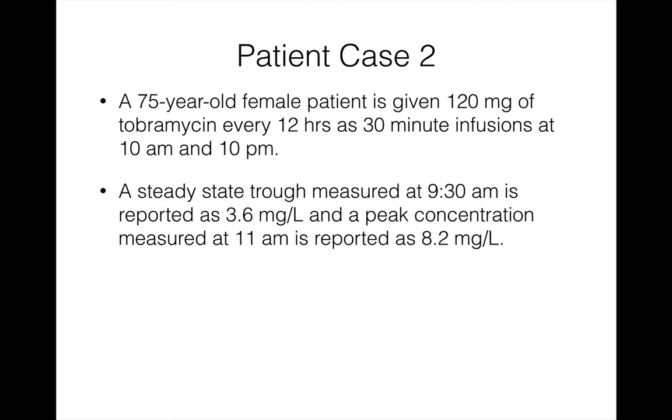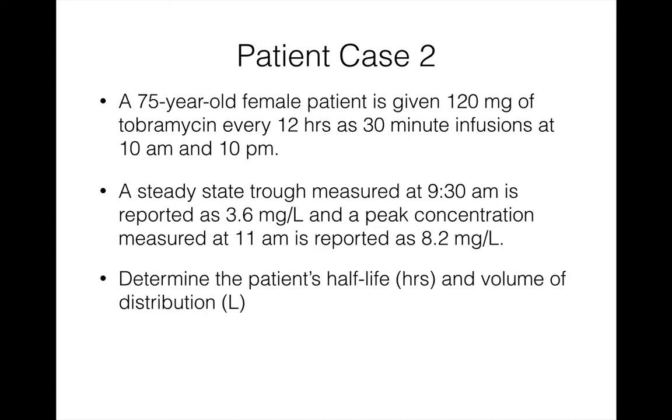A steady-state trough measured at 9:30 a.m. is reported as 3.6 milligrams per liter, which is considerably above the trough concentration desired, which is usually about 0.5 to 1.5. And a peak concentration measured at 11 a.m. is reported as 8.2 milligrams per liter. What we'd like to do now is determine the patient's half-life and volume of distribution.